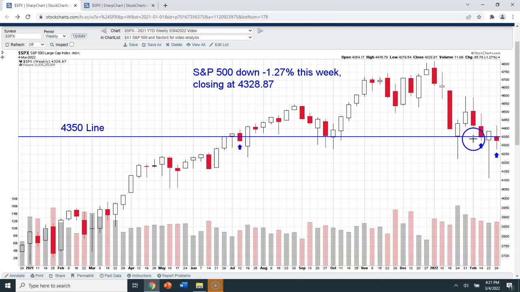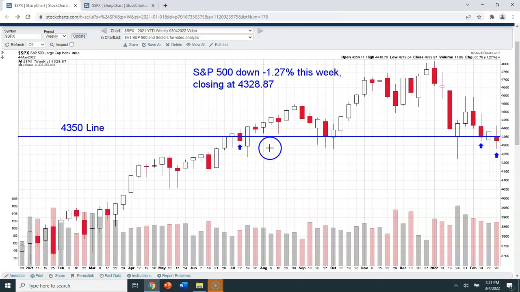Now, during this downturn, we've had 2 weeks. One just a couple of weeks ago barely closed below 4350, and then this week. So we've had 2 weeks during this downturn with a weekly close below 4350. So again, I just want to recap, why is this so important? Well, this 4350 level has been an extremely important support and resistance level since clear back in June of 2021 when we first got up to this level.